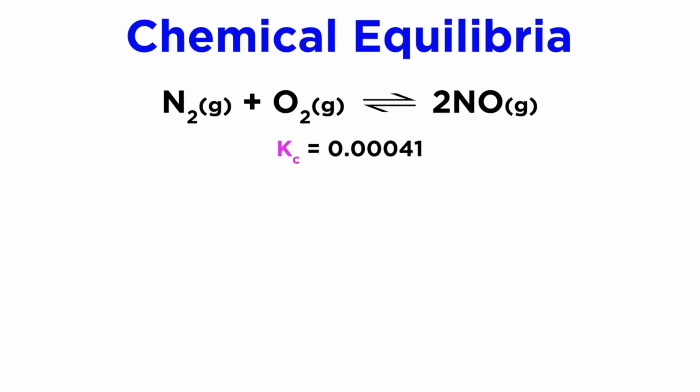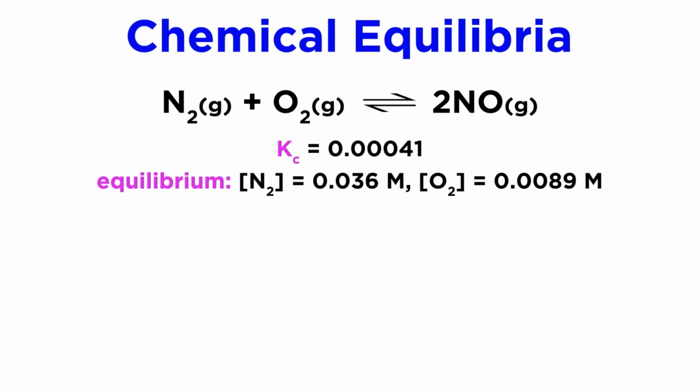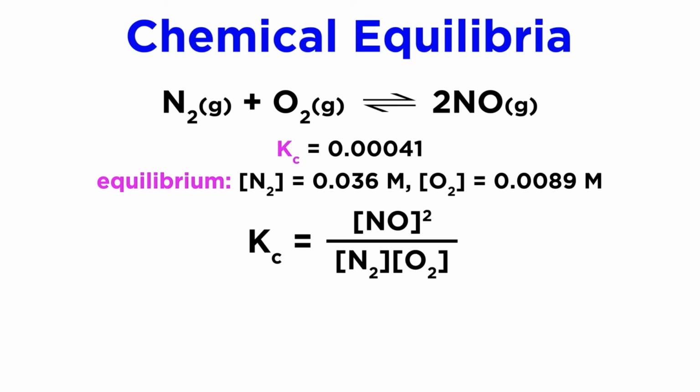Let's say we know the following value for Kc and we also know the equilibrium concentrations of nitrogen and oxygen. What will be the equilibrium concentration of NO? First, we must certainly be able to write the correct reaction quotient expression. This will be NO concentration squared, because of the molar coefficient of 2, over nitrogen concentration times oxygen concentration.